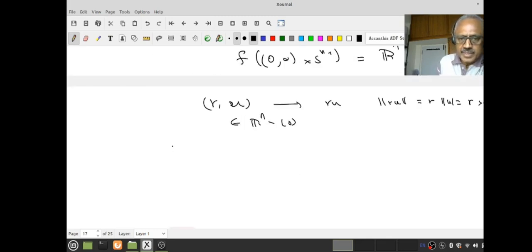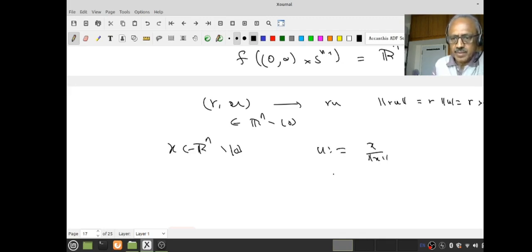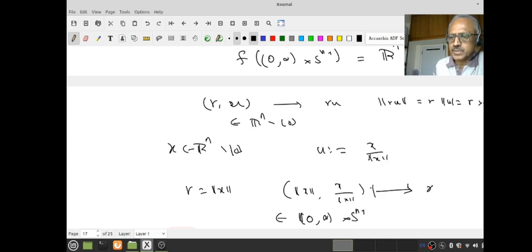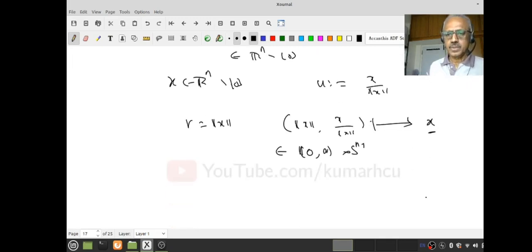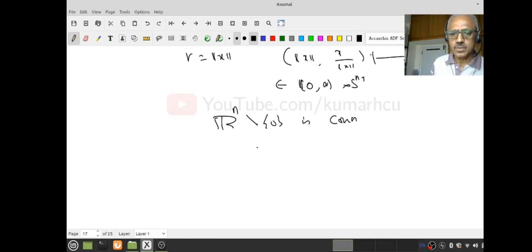Now give me any vector x in Rn minus 0. All of you already know, take U to be x by norm x, therefore R to be norm x. Therefore norm x times x by norm x belongs to 0 infinity cross Sn minus 1. Where does it go to? It goes to x. Therefore it's onto. Therefore I have proved Rn minus singleton 0 is connected. So pause, review, proceed.